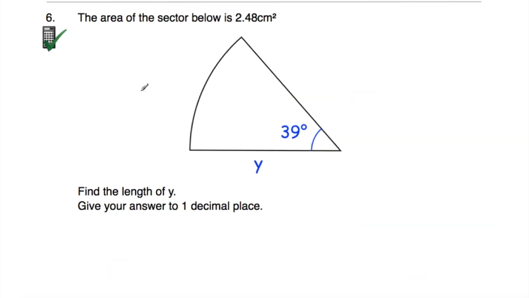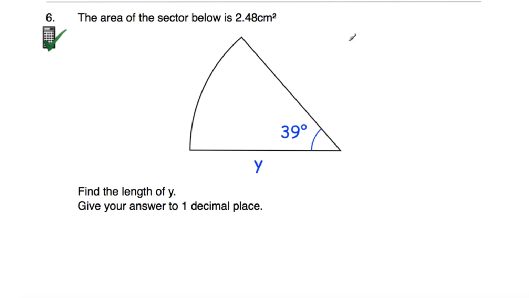Okay, let's look at our next question, question number 6. Question number 6 is a calculator question, so I'm picking up my calculator again. We're told the area of the sector below is 2.48 centimeters squared. I've been asked to find the length of y, so we want to find the length of this side. This is just like the last question, but it's obviously a calculator question.